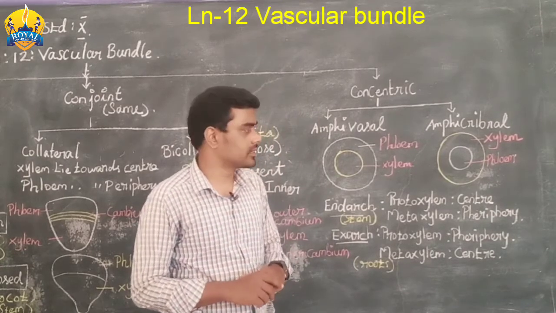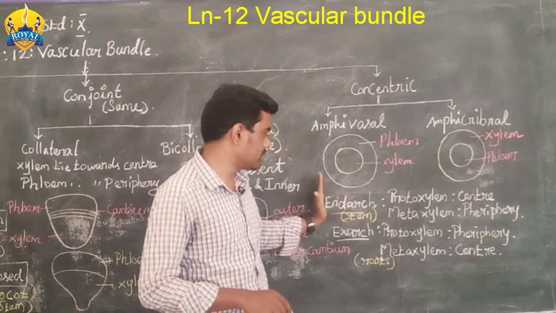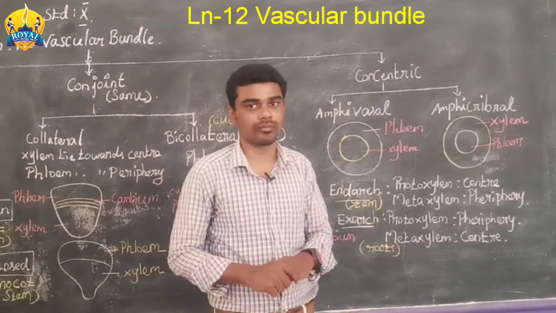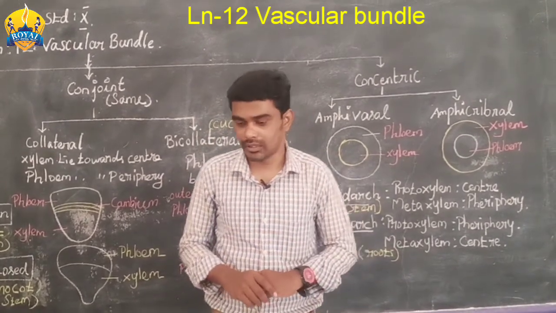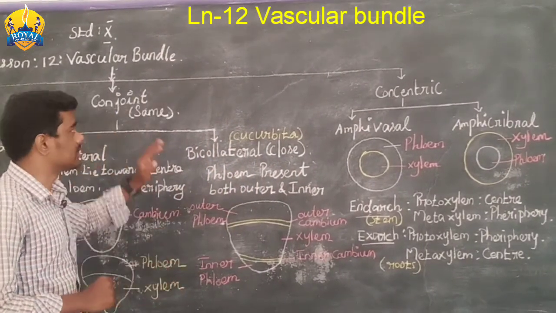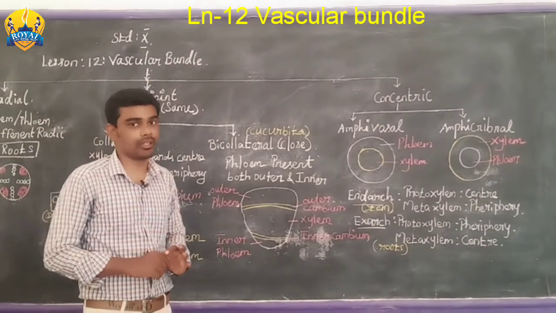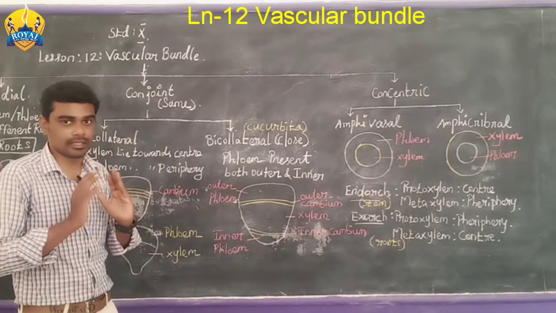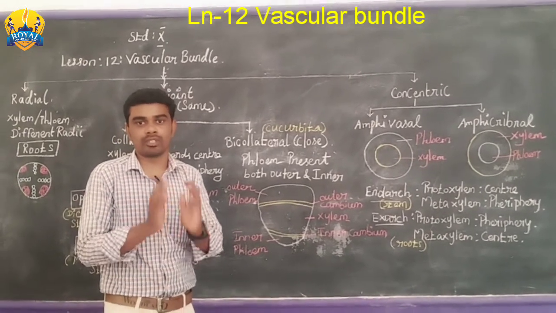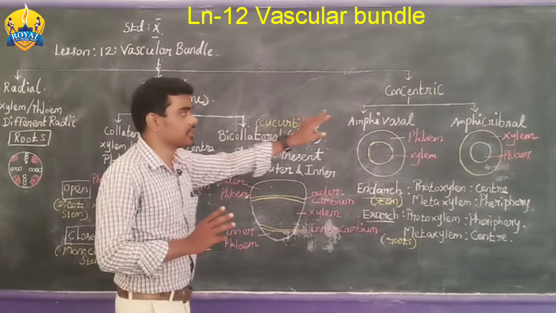So based on the occurrence and arrangement, vascular bundles are commonly classified as endarch and exarch. In this session, from lesson 12, we learned the vascular bundle and its types. A vascular bundle is xylem and phloem combined together to form a tissue. It is basically three types: radial, conjoined and concentric.